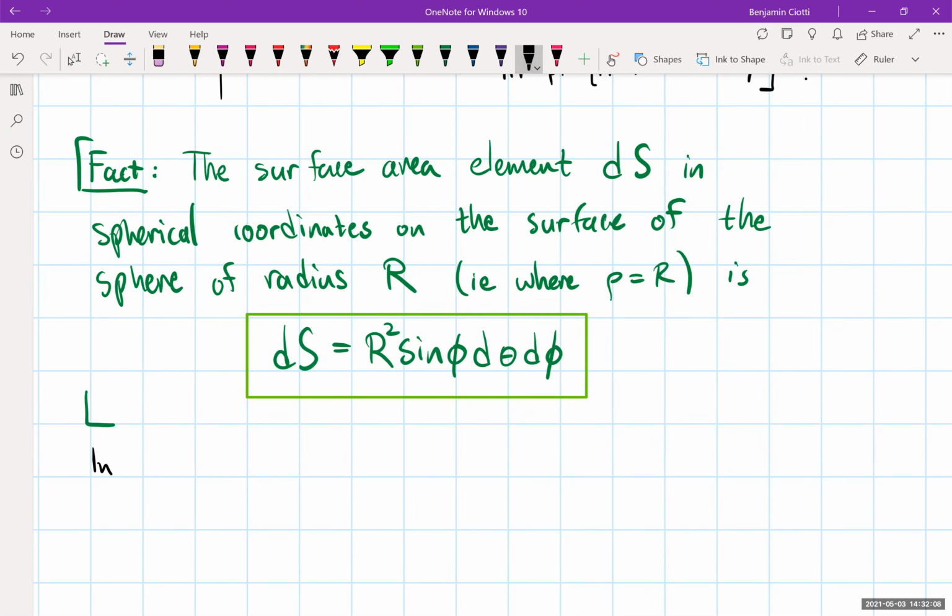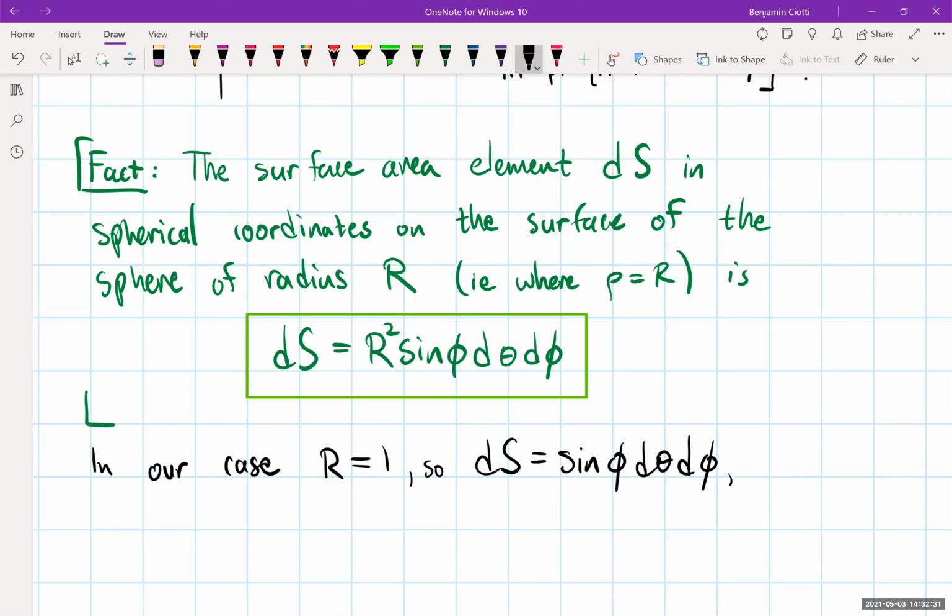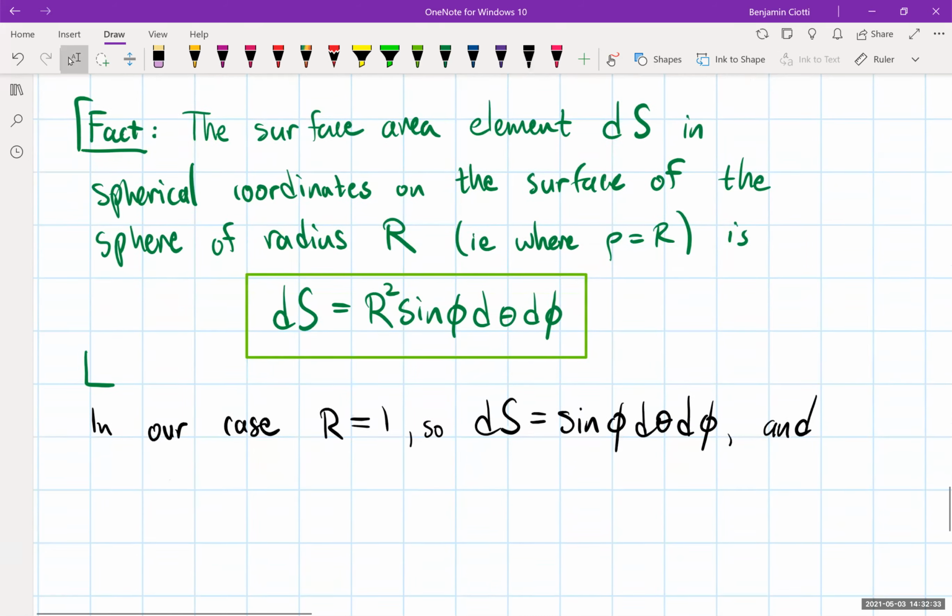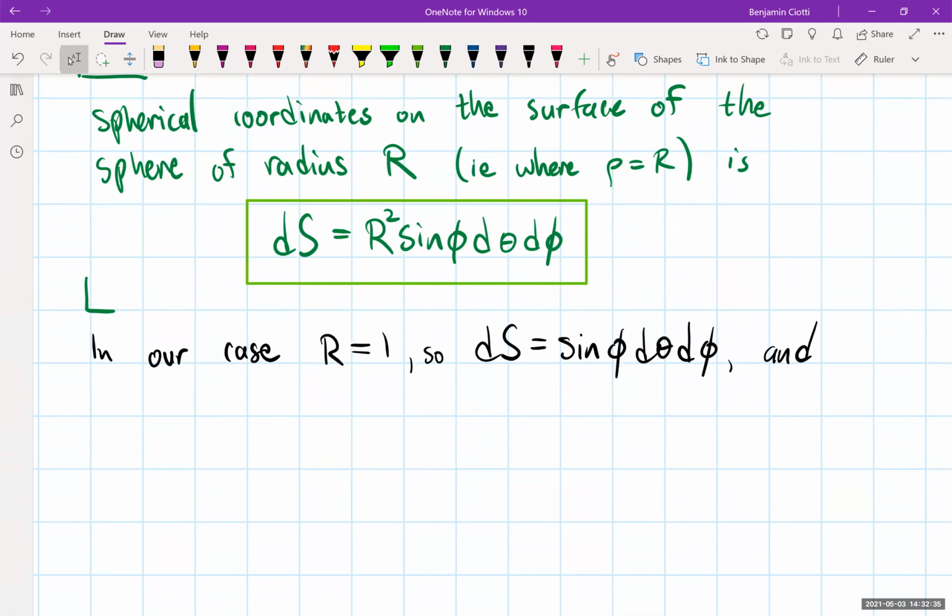So in our case, capital R is 1. So our surface area element is sine phi d theta d phi. This is all using spherical coordinates, by the way.